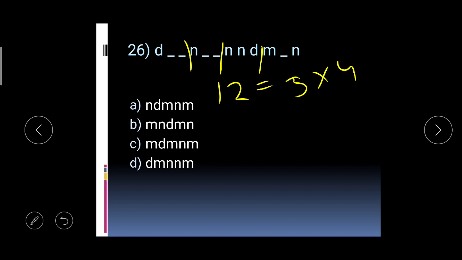D dash dash, N dash dash, and then M dash N. We see that in this kind of pattern, if we are dividing it by 3 by 4, then the first letter in the first group is D, in the second it is N, in the third group it is N, but in the fourth group it is M. So we are not finding any pattern if we are dividing into 3 by 4 groups.